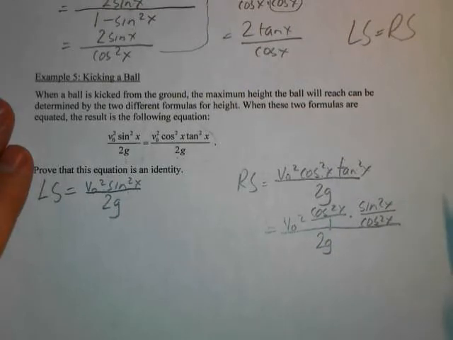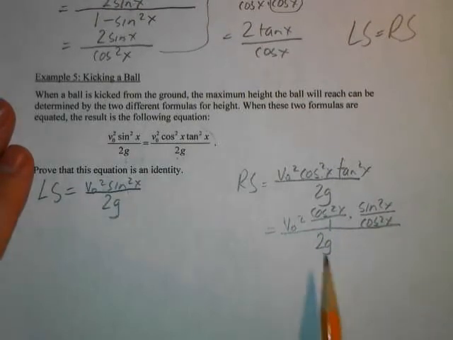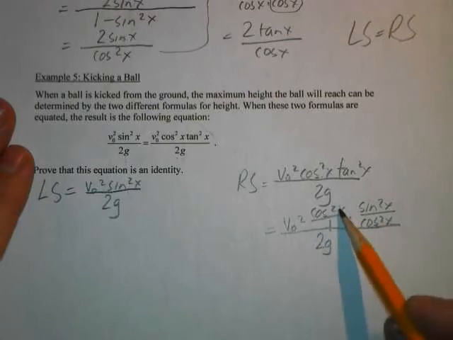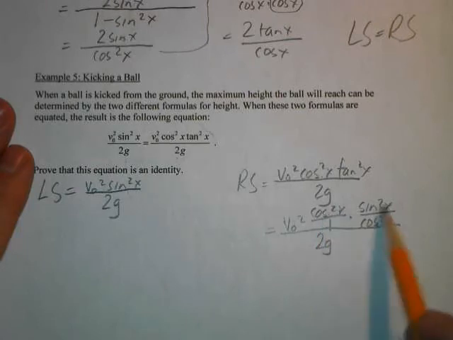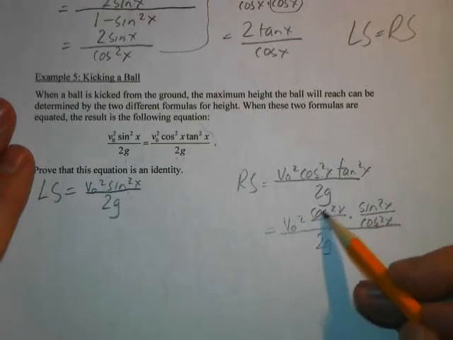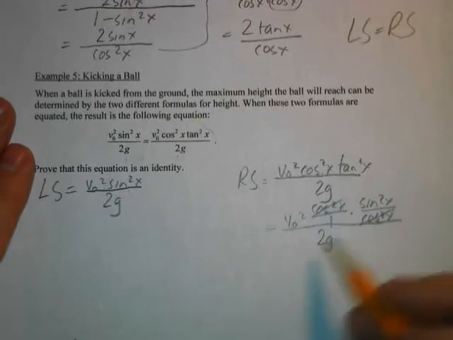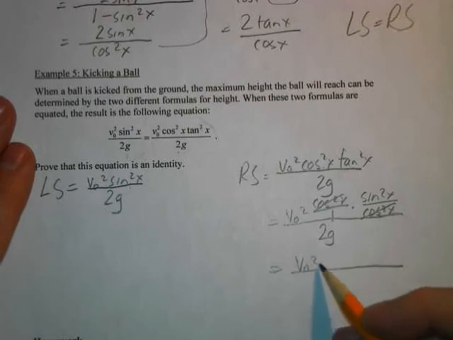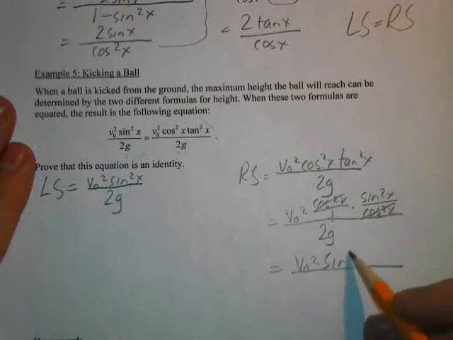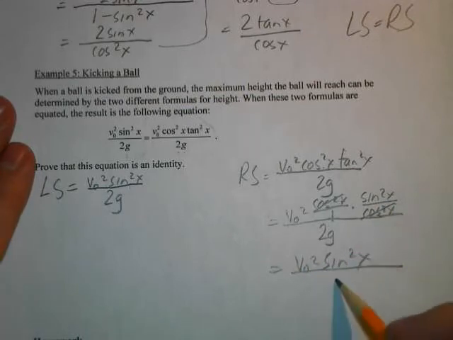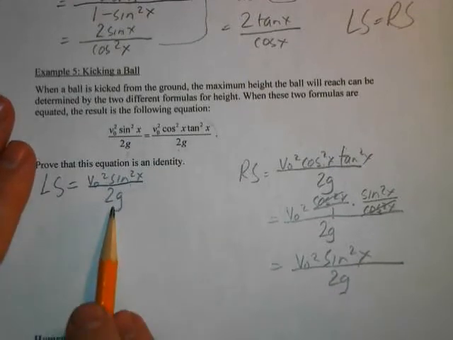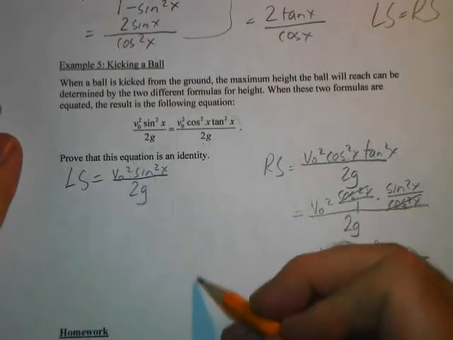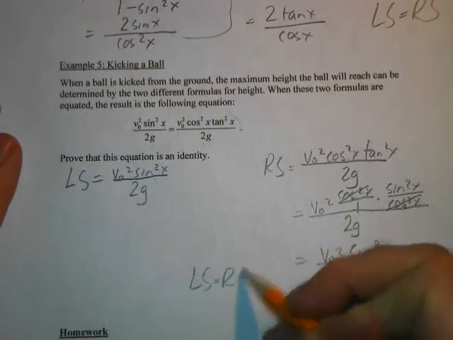Now you can see right away what we're going to do here. We've got cos squared x on the top and on the bottom of this multiplication, so they can definitely cancel out. And what do we have left? We have VO squared sine squared x over 2G, and that's exactly what we have on the left side. So therefore left side equals right side.